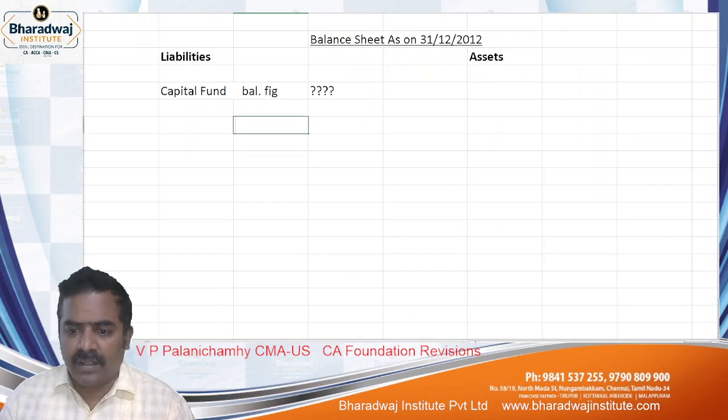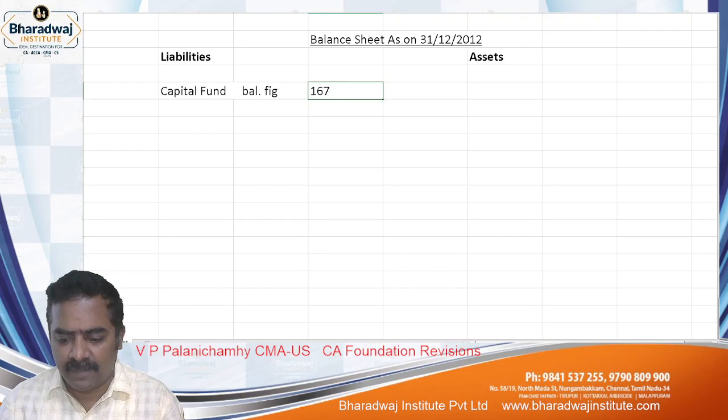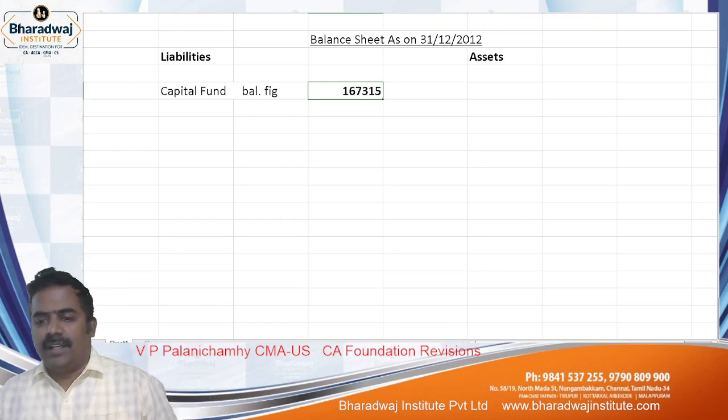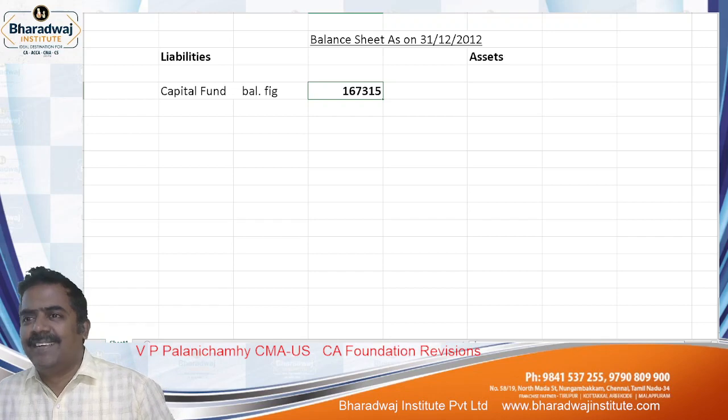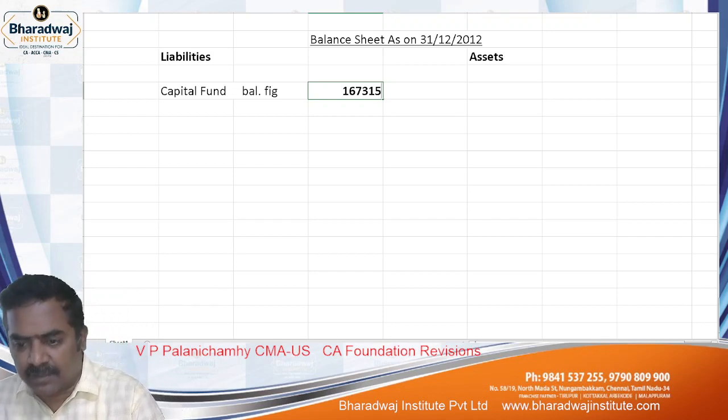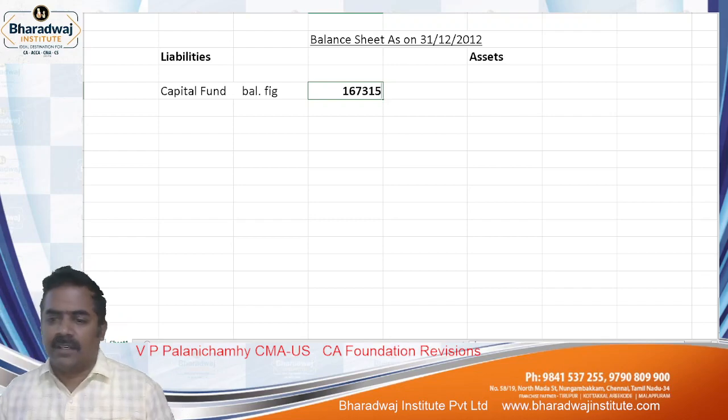315. 167,315. Very good. Those who are telling 167,315, fantastic thinking. It is not 67,315. Many of you would have written 67,315. You missed 1 lakh. I'll tell you.